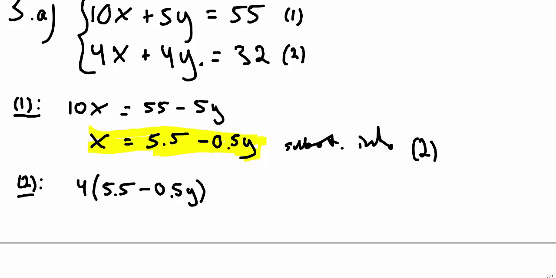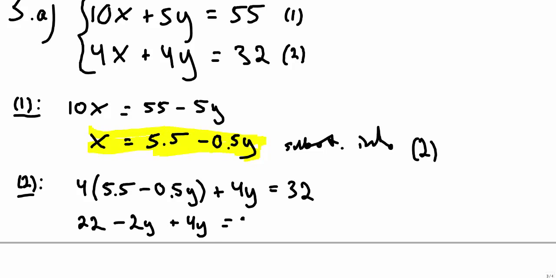And then I'm just going to finish this expression and write out plus 4y is equal to 32. Now let's expand the bracket. So 4 times 5.5 is equal to 22. 4 times minus 0.5 is minus 2y, plus 4y is equal to 32.